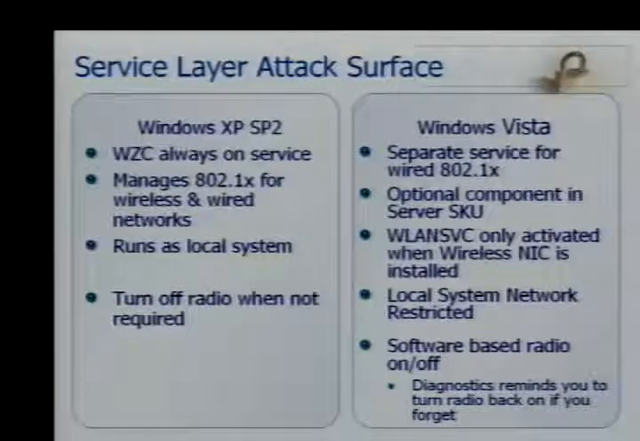In Vista, we made some changes. First off, we separated the two services apart, so there's now a separate service for managing 802.1x on wired networks, so you've got more control over what's running. It's optional on server SKU, because there's not that many people that really want wireless on server. Also, we've got an NDIS co-installer, so you don't actually start running the wireless service until you plug in a wireless NIC. Yeah, sounds kind of obvious, but we didn't do it before.